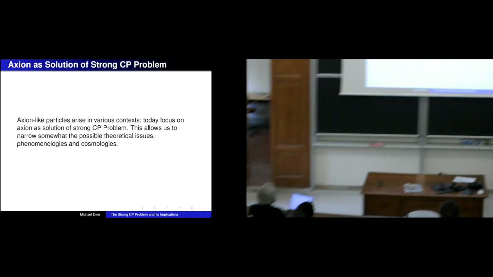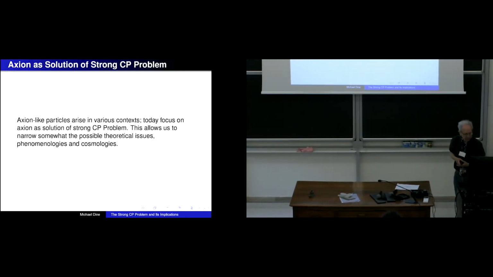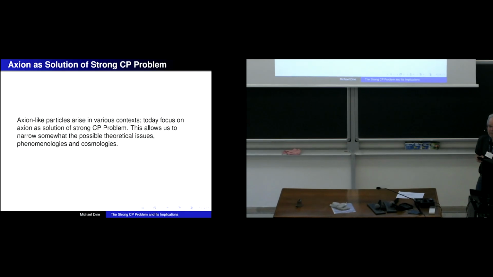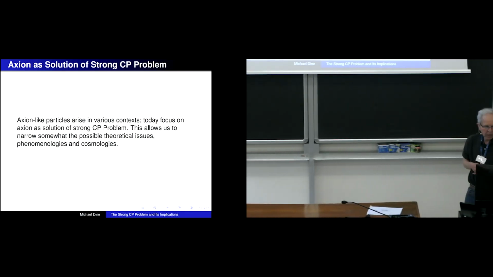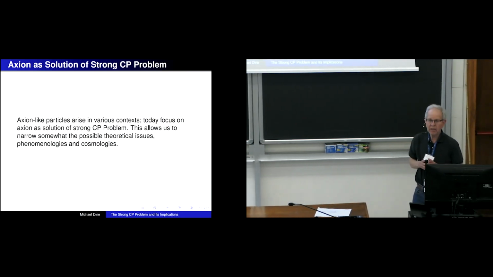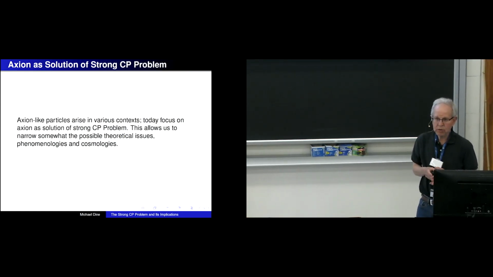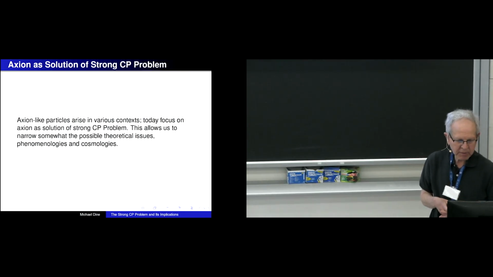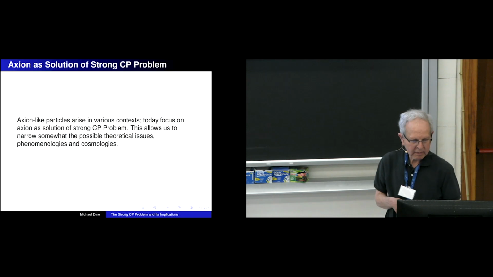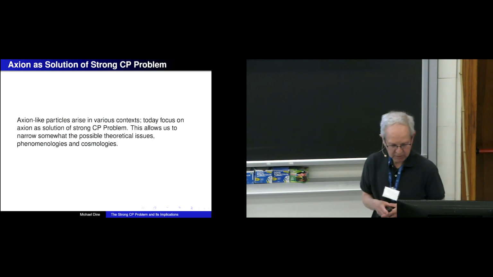So axion-like particles arise in various contexts, and of course that's been a sort of underlying theme here. Today I'm going to focus mainly on axions which arise as solutions of the strong CP problem. And this allows us to somewhat narrow the possible theoretical issues, phenomenologies, and cosmologies.